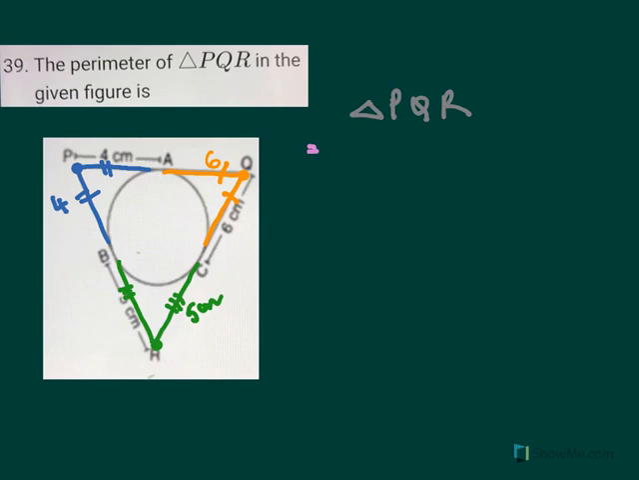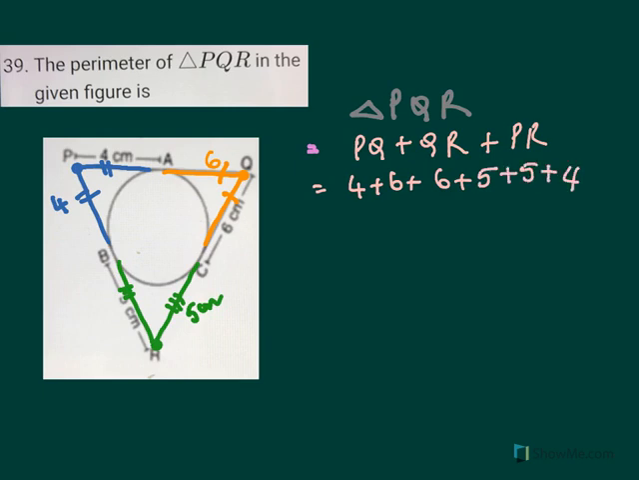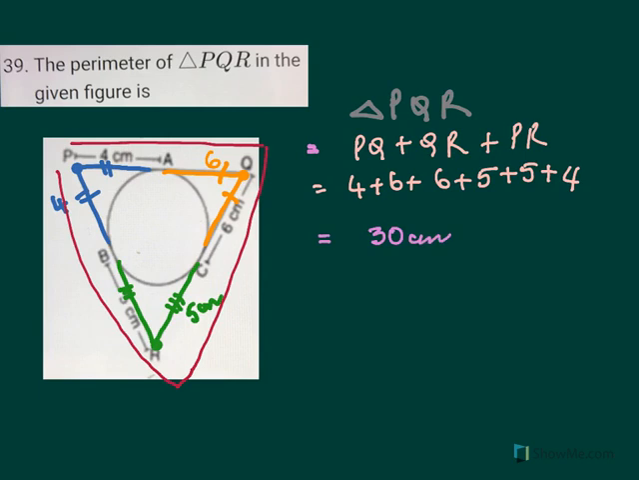the perimeter is equal to PQ plus QR plus PR, and it's very obvious. You will start with PQ, so it will be 4 plus 6 plus 6 plus 5 plus 5 plus 4. You'll add all this up, going right along here. 4 plus 6, then 6 plus 5, and then 5 plus 4, and the total comes up to 30 centimeters.